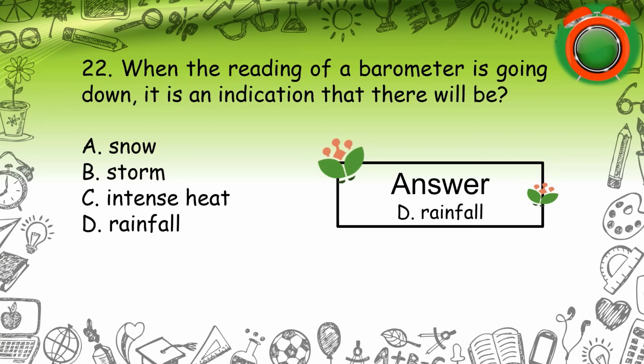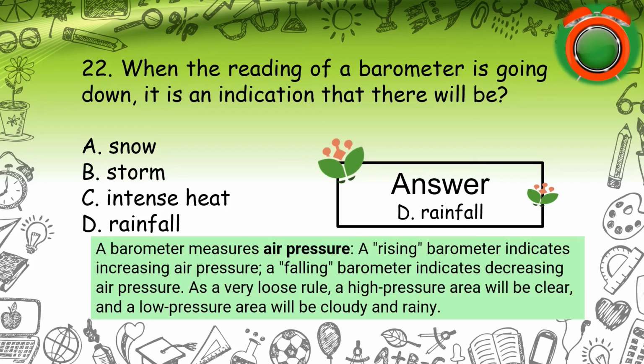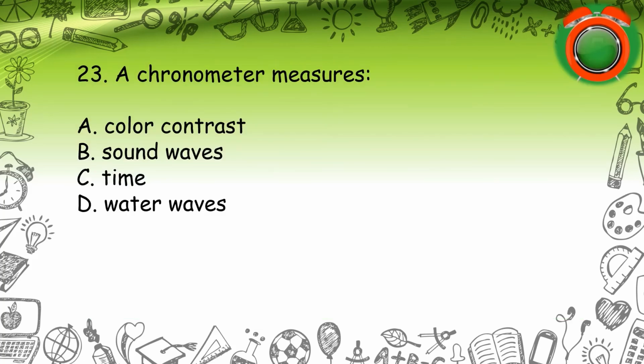The correct answer is D. Rainfall. A barometer measures air pressure. A rising barometer indicates increasing air pressure. A falling barometer indicates decreasing air pressure. As a very loose rule, a high pressure area will be clear and a low pressure area will be cloudy and rainy. And we are familiar with this through the weather news. You hear this word low pressure area, means there will be rainfall, and if it progresses, there could be a storm.